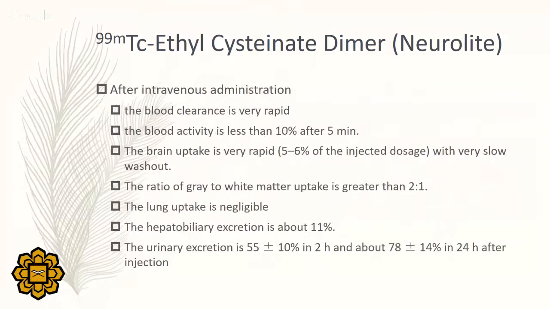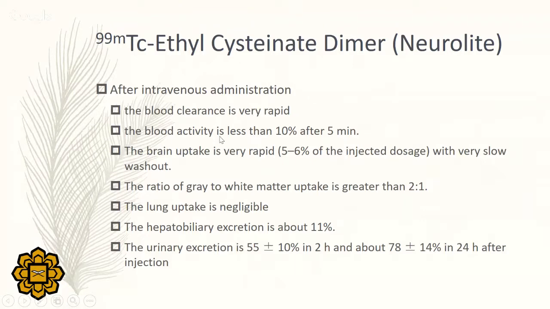Okay, so we look at the administration of the ECD or Neurolite. After IV administration of the ECD, what happens here? The blood clearance of this particular radiopharmaceutical is very rapid. The blood activity means the radioactivity in the blood. So after 5 minutes, you will find only 10% of the radioactivity in the blood.